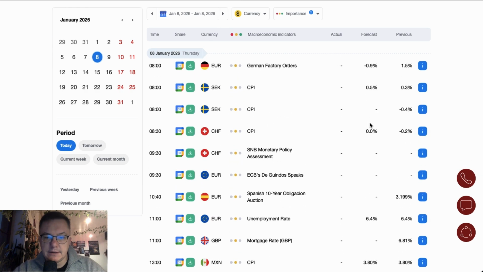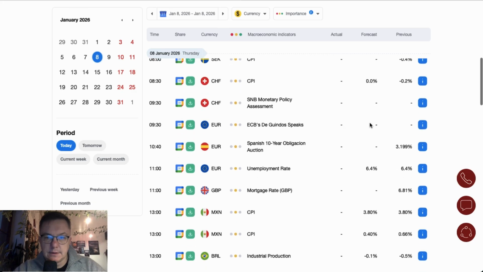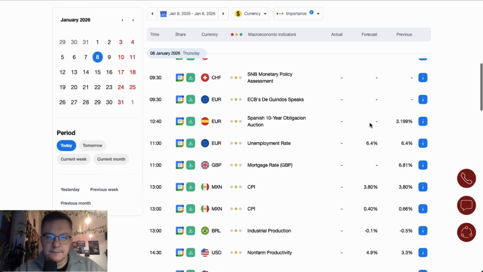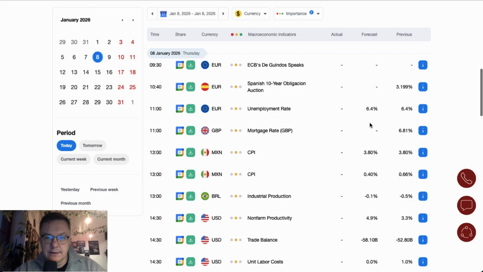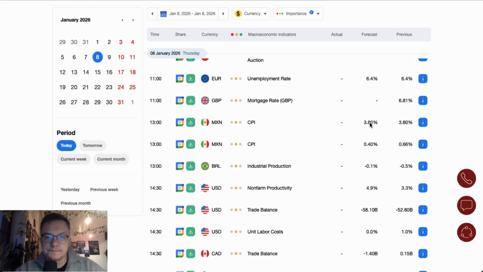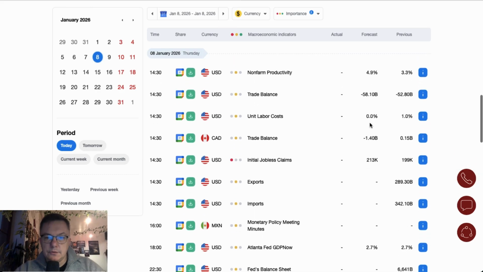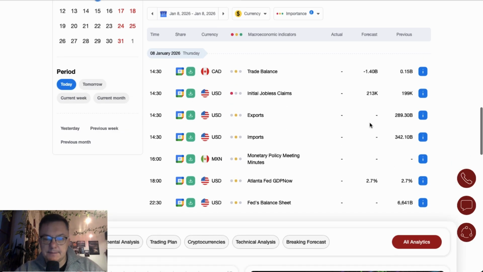Then we have CPI data across the Eurozone, and the Swiss National Bank monetary policy assessment is scheduled for release at 9:30. ECB's Lane will give a speech at 9:30, and then at 11 o'clock the unemployment rate in the Eurozone is scheduled for release. During the New York session, we have non-farm productivity, trade balance, unit labor cost, and initial jobless claims, together with imports and exports. All of this data is scheduled for release at 2:30, together with the trade balance data from Canada.